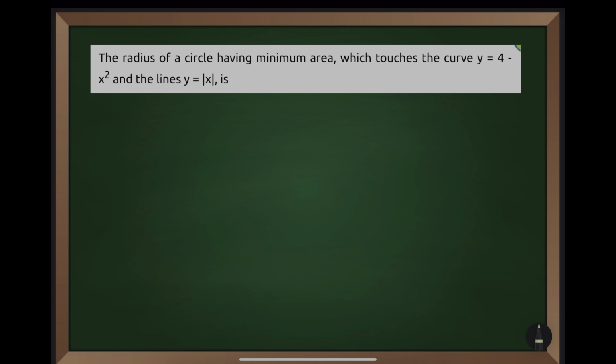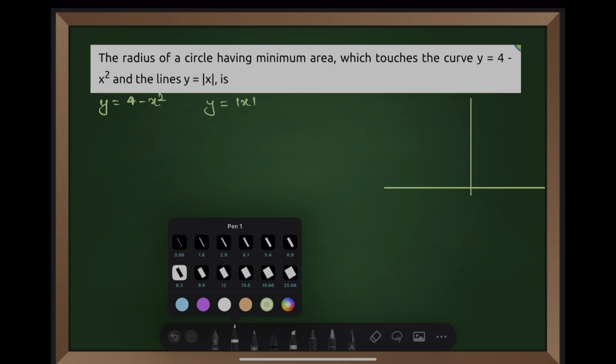Now look at this. If you'll observe, this first curve is what? y equals 4 minus x square. And the second curve is y equals mod x. So first we will try to draw a graph of y equals 4 minus x square.